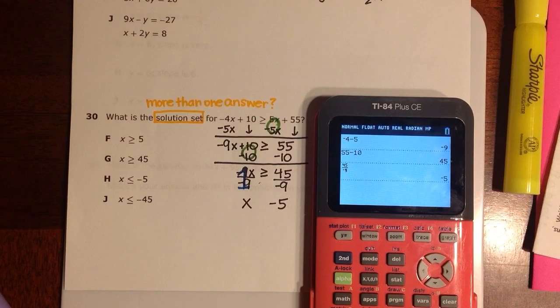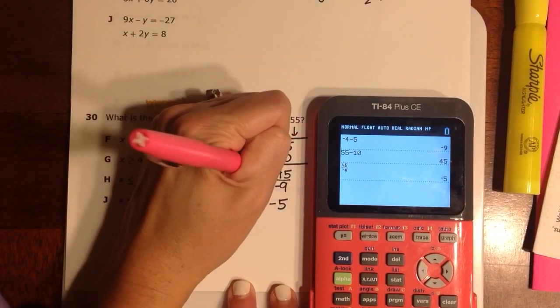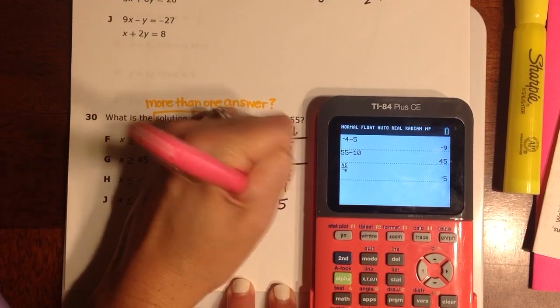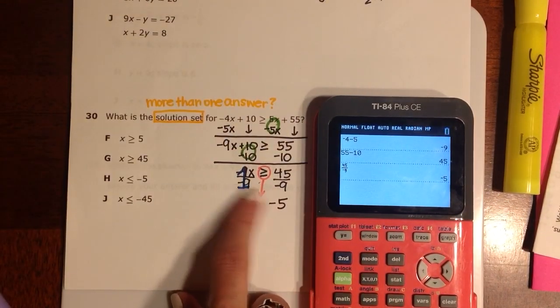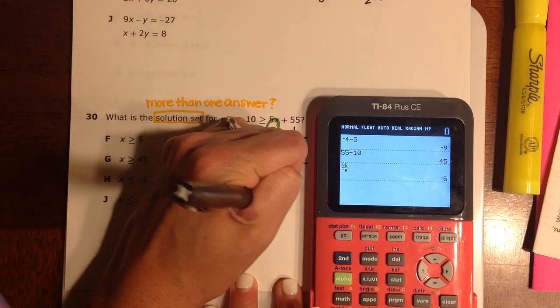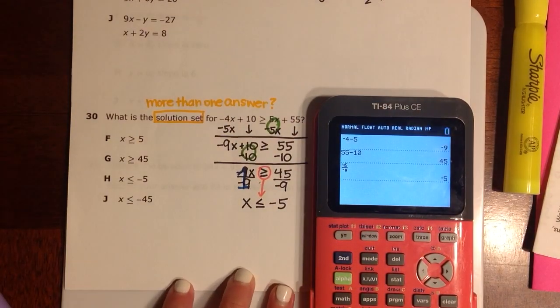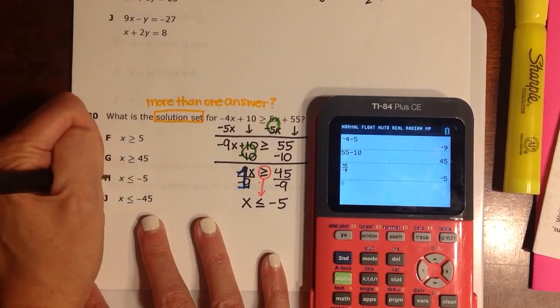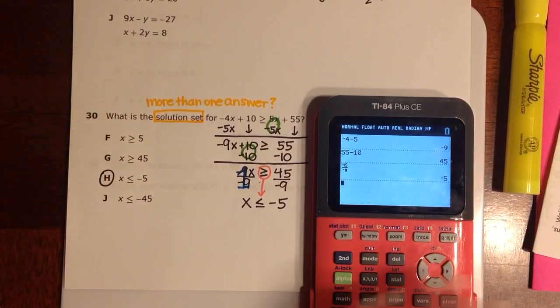Okay, so remember when we solved for y with inequalities and we divided by a negative, we had to flip-flop our inequality symbols. So now I need to check, did I divide by a negative number? And the answer is yes, I divided by a negative 9. So my inequality symbol needs to flip-flop. And now it's going to be x is less than or equal to negative 5. And that matches up with H.